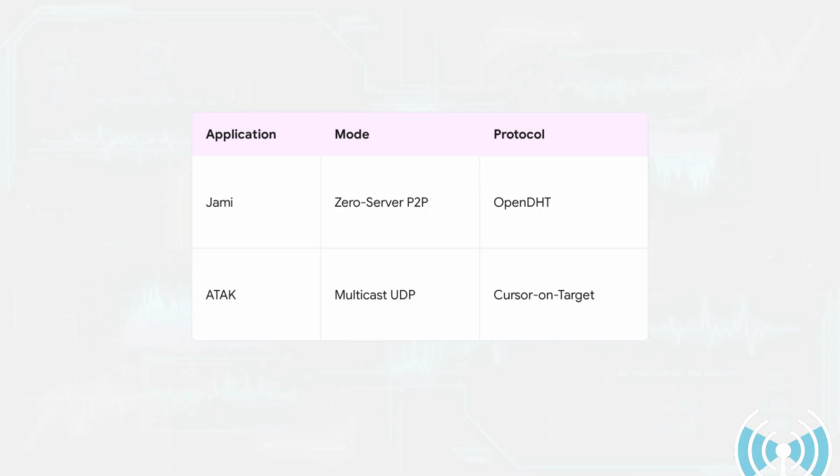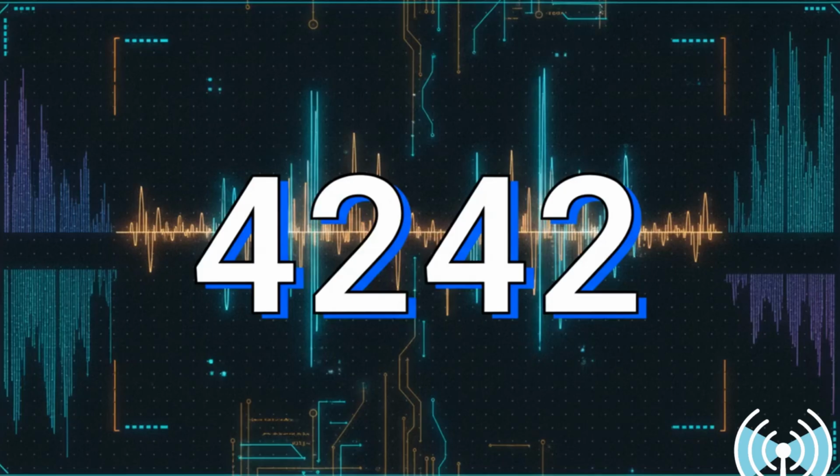ATAK, meanwhile, relies on Multicast UDP for its cursor-on-target tracking protocol. You'll set that up using a very specific IP address, 239.255.255.252. And when you're punching in that multicast address for ATAK, don't forget port 4242. That port is the exact gateway required for all nodes on the mesh to actually see each other's tactical telemetry.